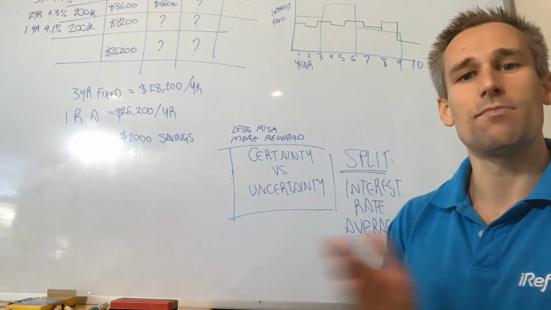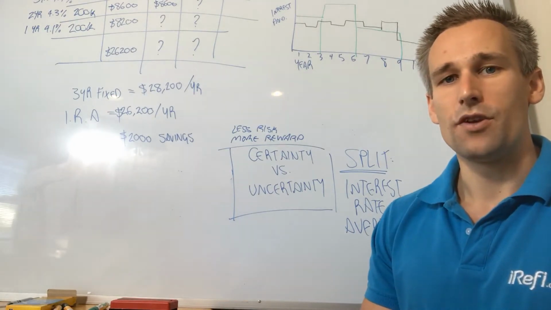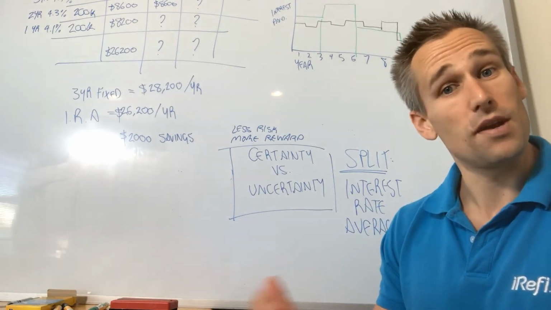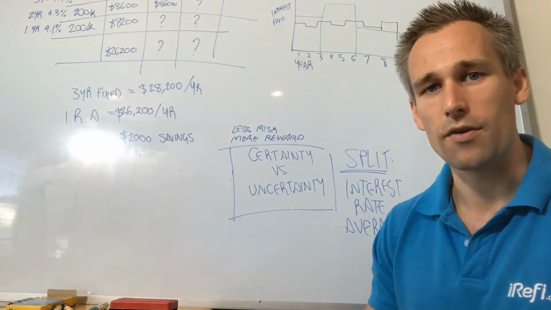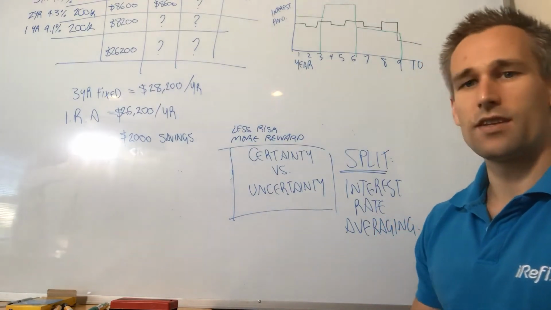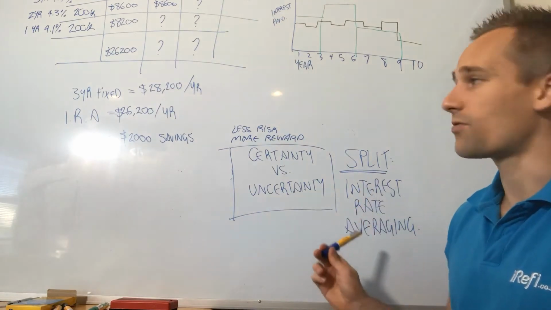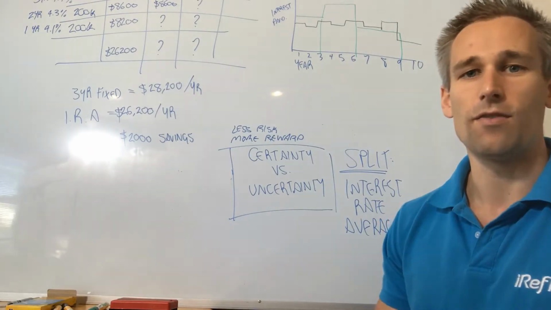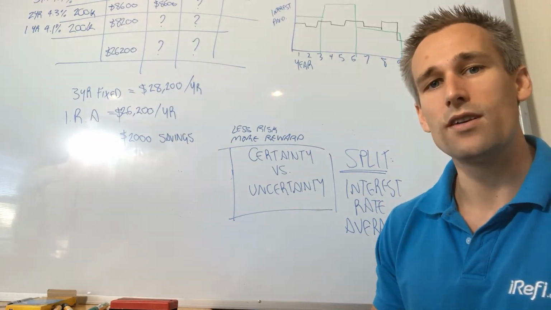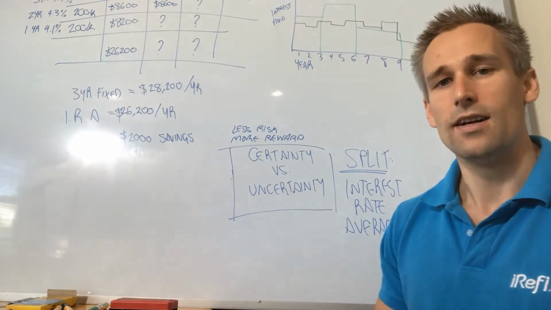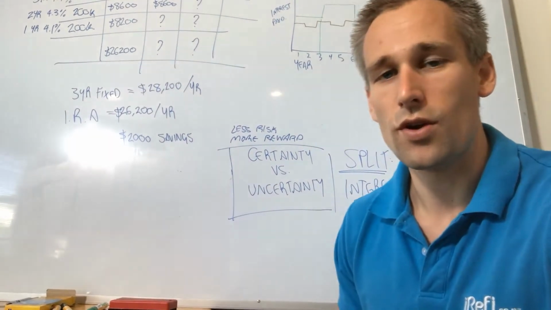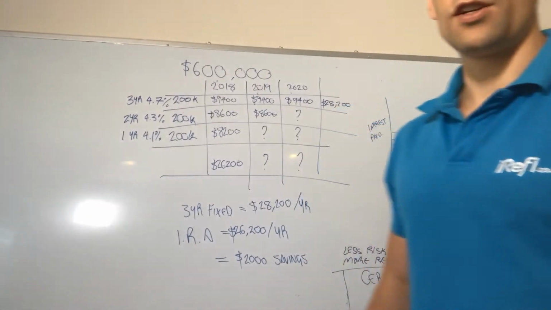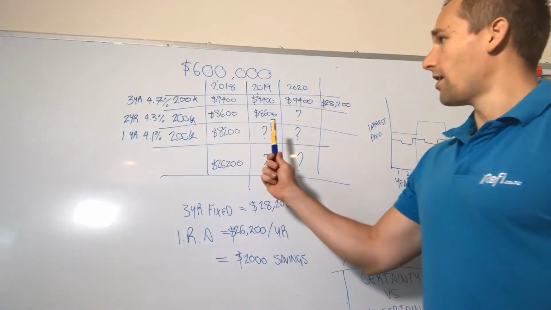And what we're trying to do is split that up so that you don't have the uncertainty of not knowing what the rates are and having unexpected costs, but you get the benefit of having the lower rates for a period of time. And so this split is called interest rate averaging, and the example we're going to look at today is 600,000 of lending, and we're going to put some on 1 year, some on 2 year, and some on 3 year. And so we're going to put 200,000 on each term. So we're going to break it down.